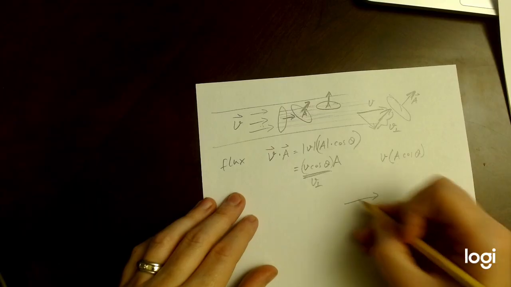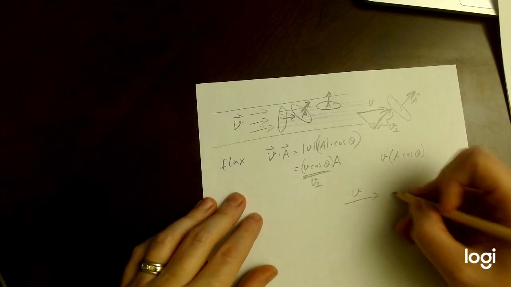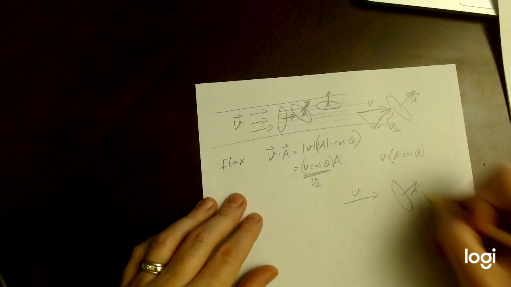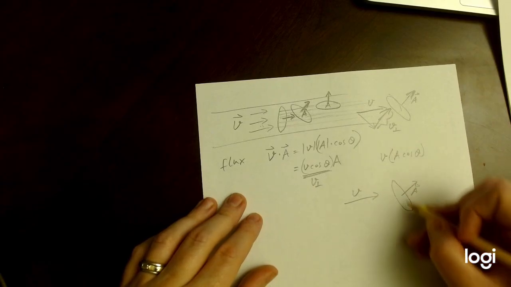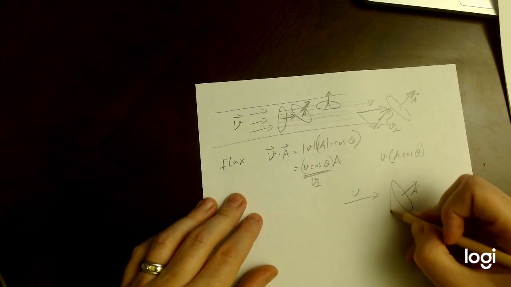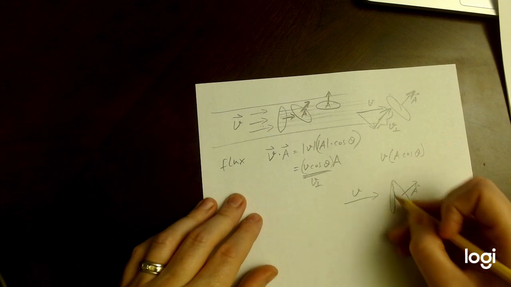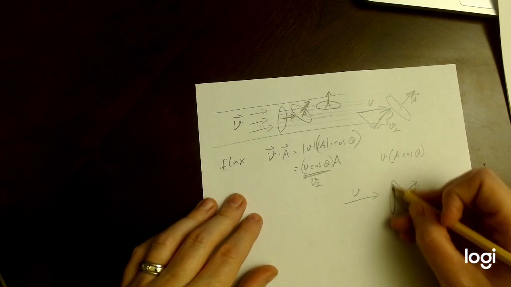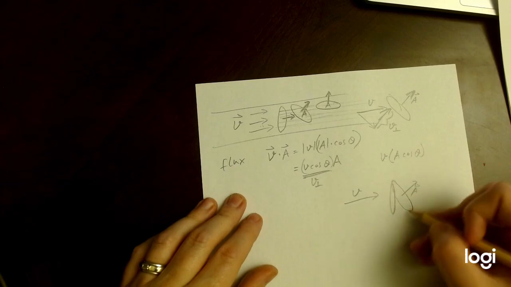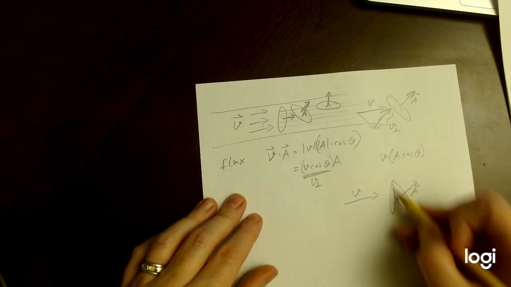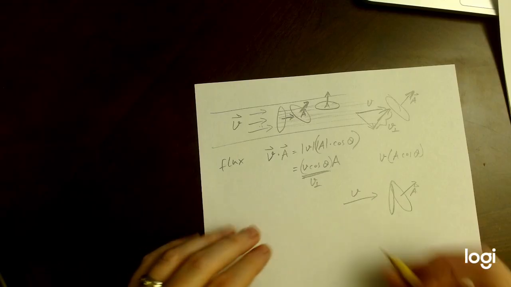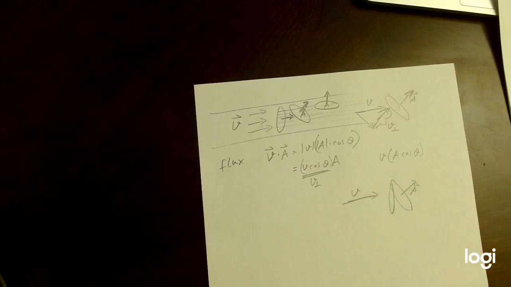Now let me redraw this again. Here's my vector field V, and here's my tilted A. Well, let's project that this way, and see I'm getting a smaller amount of area now than the total area, but this is the projected cross-sectional area that the vector field V would kind of see.